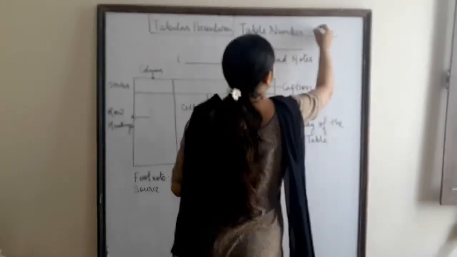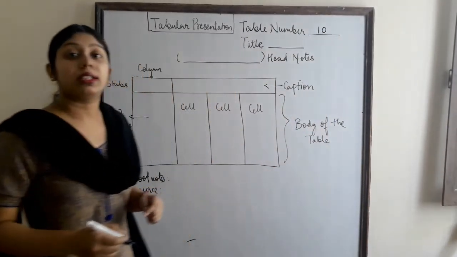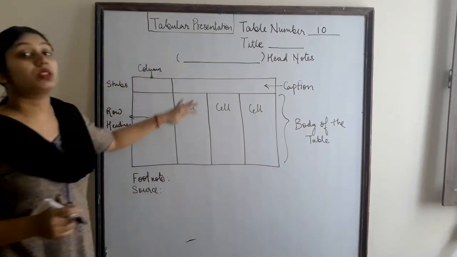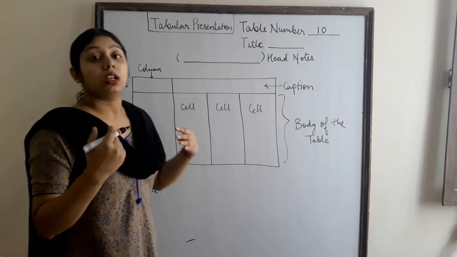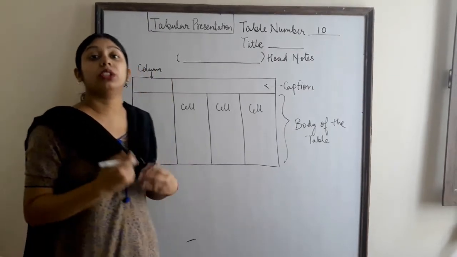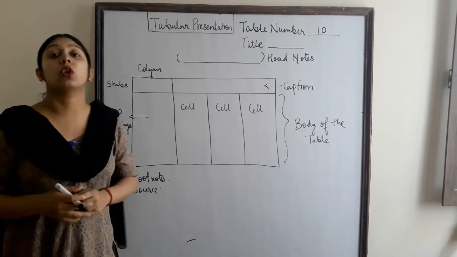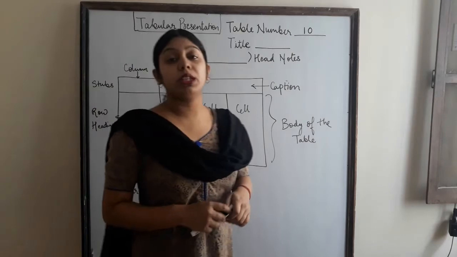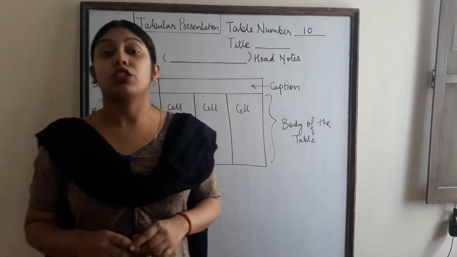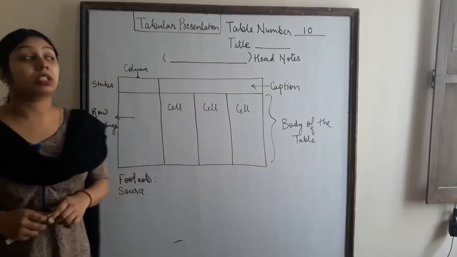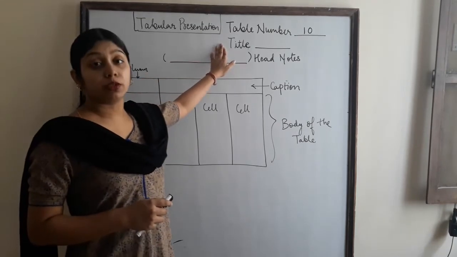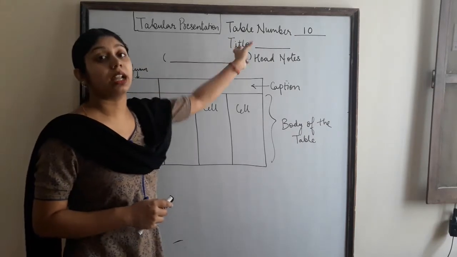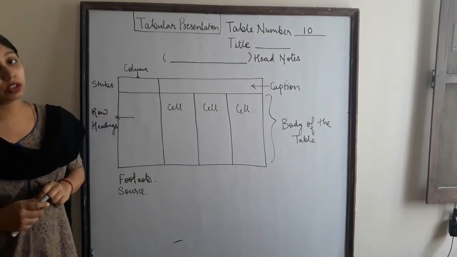Suppose this is table number 10. So I will give here the number 10. Right? Next we have to give the title, that is, what this table is all about. It will be easier for the reader to comprehend the table if the title is given. The title should always be in bold letters. It should be clear, short and simple. It should also give the reader the information about what the table is all about, so that at one glance he will understand it.